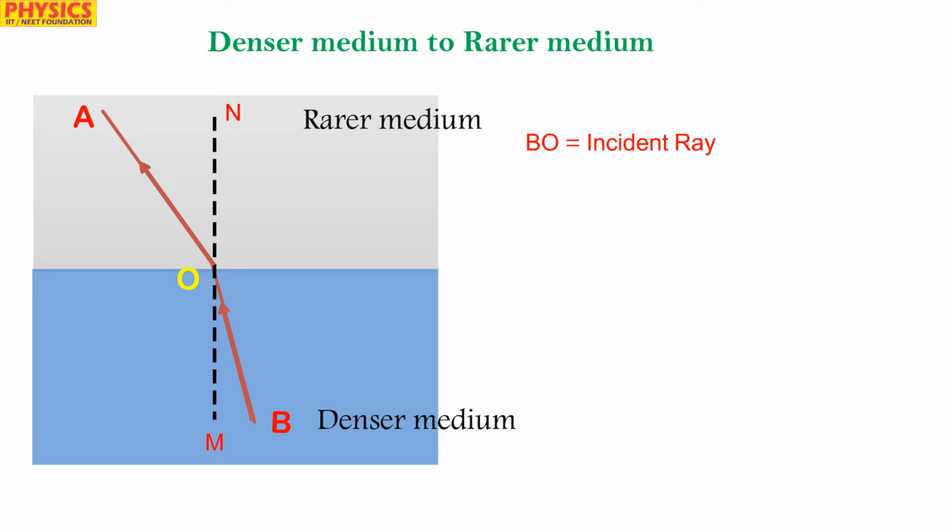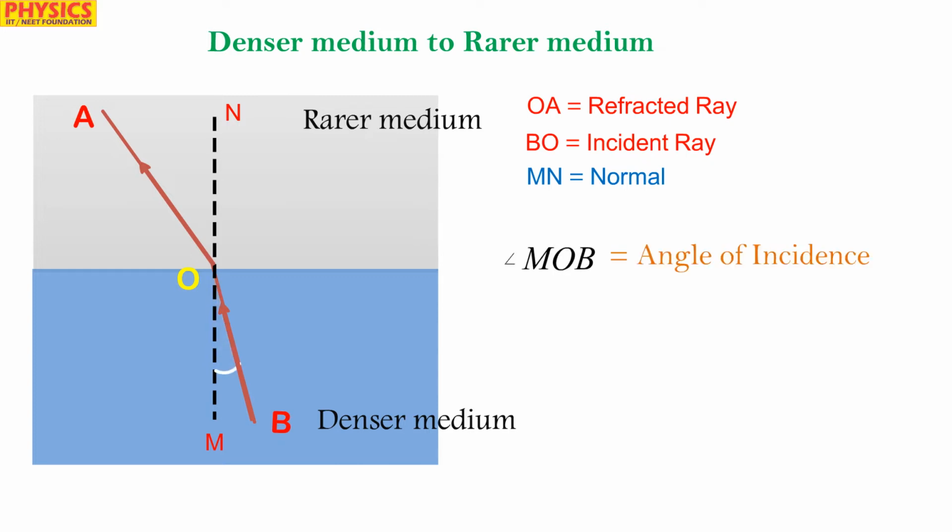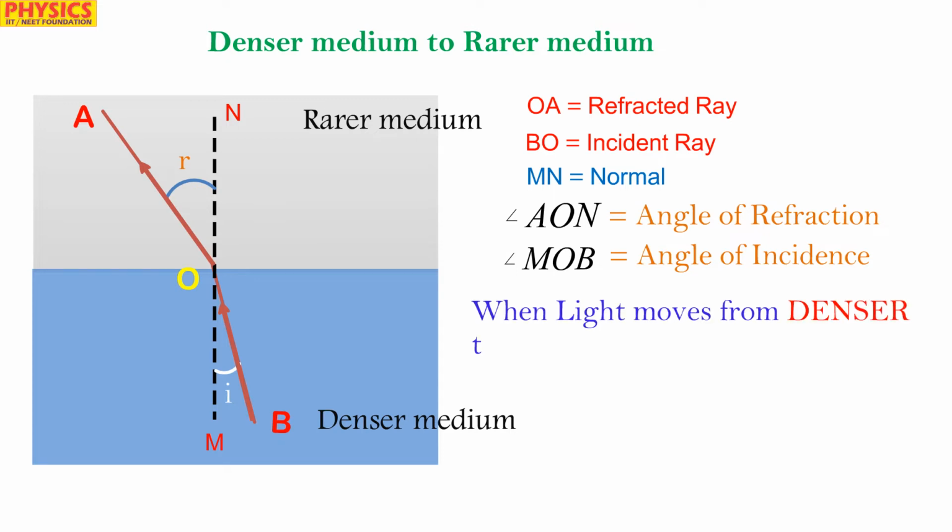BO is incident ray, OA is refracted ray, because the light is moving from denser medium to rarer medium. And as usual, MN is the normal drawn to the surface perpendicular at the point of incidence O, and angle MOB is known as angle of incidence here, and angle NOA is the angle of refraction. So here, when light moves from denser medium to rarer medium, it bends away from the normal. So here, the angle of incidence is less than angle of refraction.